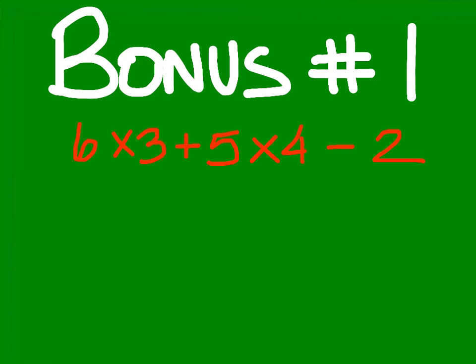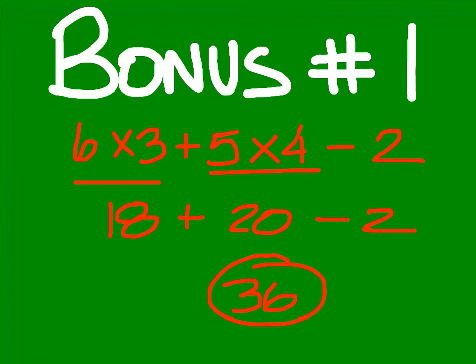On the bonus problem, 6 times 3 is 18, and 5 times 4 is 20. Subtract 2, you should get a 36. Anybody need some more time on the practice? Nope, that's it.